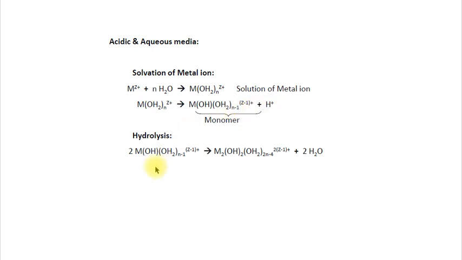Then you go for hydrolysis. When you go for hydrolysis, it starts to polymerize. This is the polymeric form which is created by the hydrolysis process. In hydrolysis, you remove the water from this monomer, and it goes through condensation polymerization. So in this process, you create a pure inorganic sheet. Basically here you are removing the water.